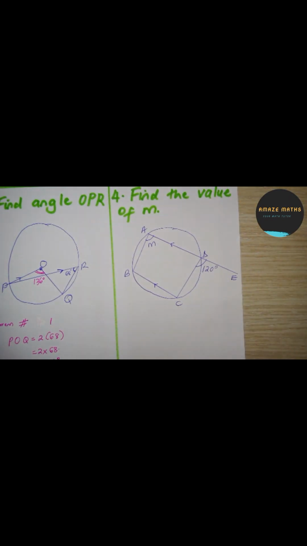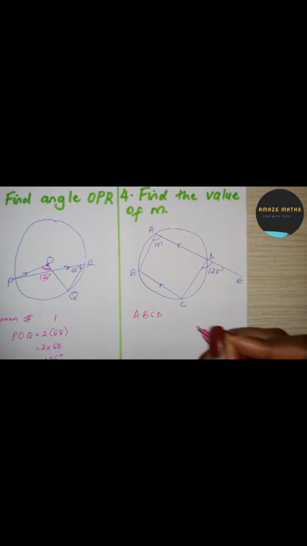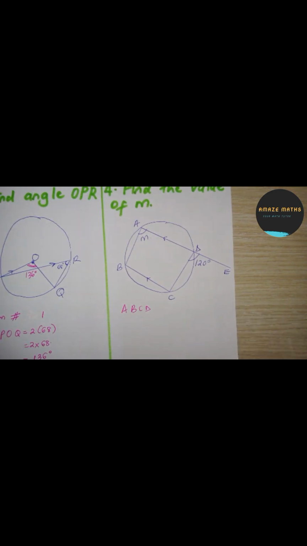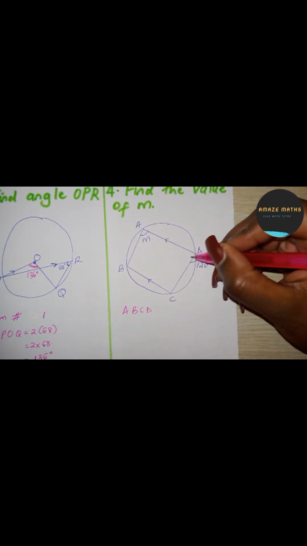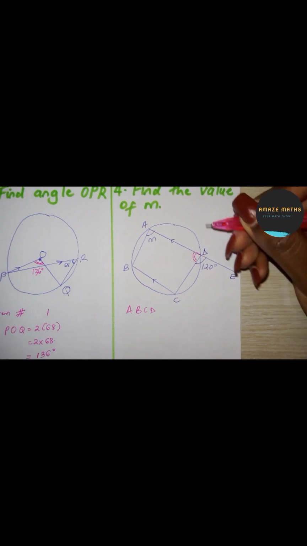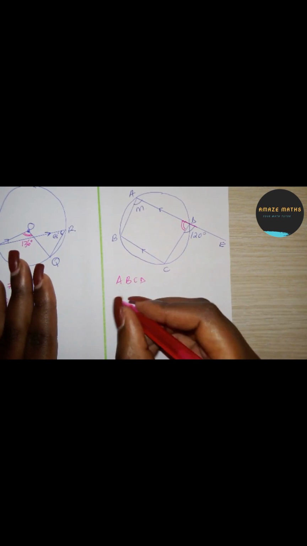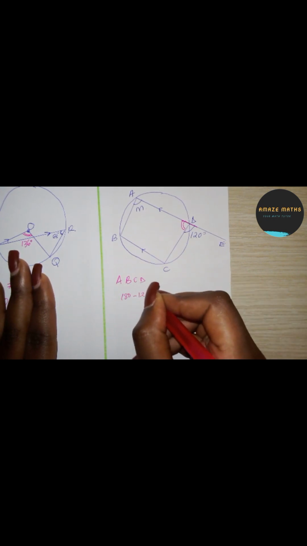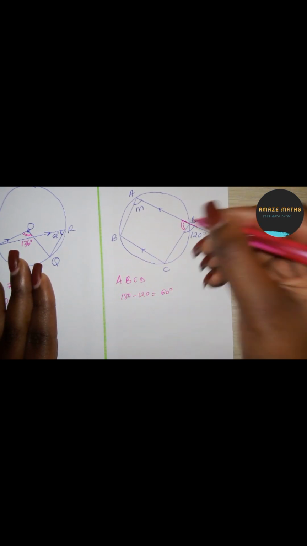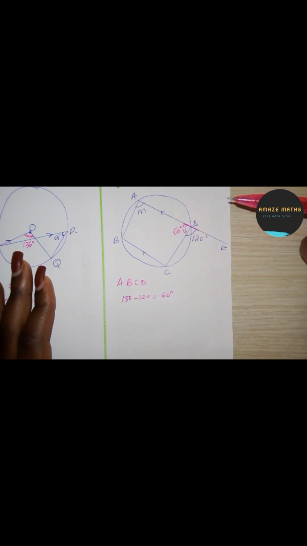Number 4. So this is a cyclic quadrilateral, that is ABCD. Always start from known to unknown, so we can find this angle because this is a straight line. That's a straight line, so we can say 180 minus 120, that is 60 degrees. Angles on a straight line add up to 180.